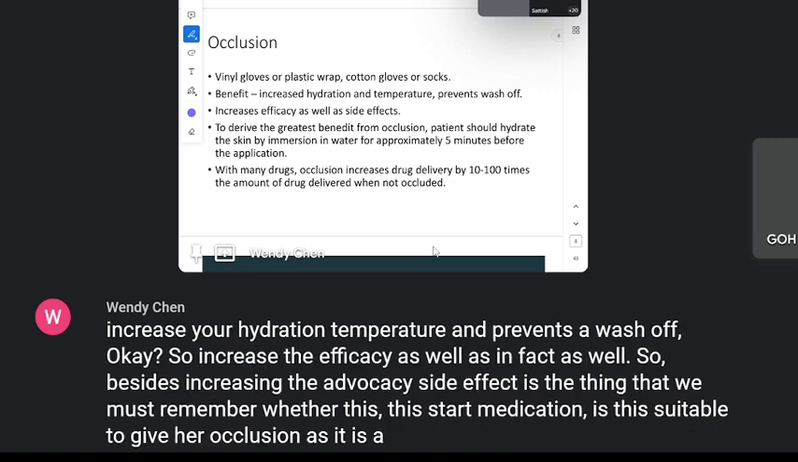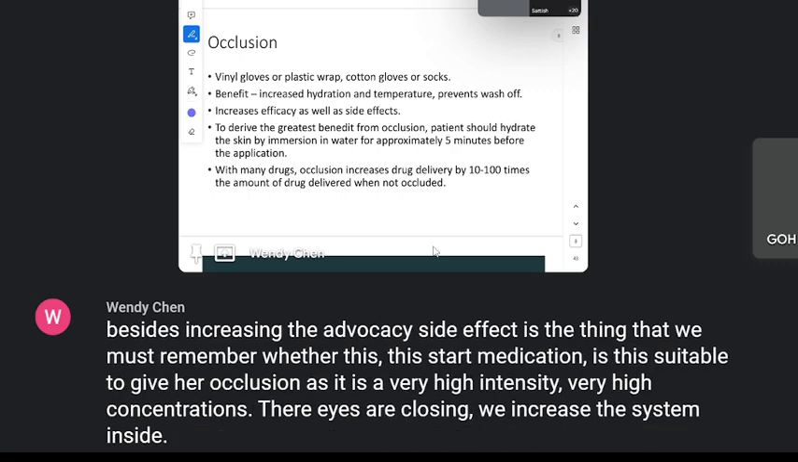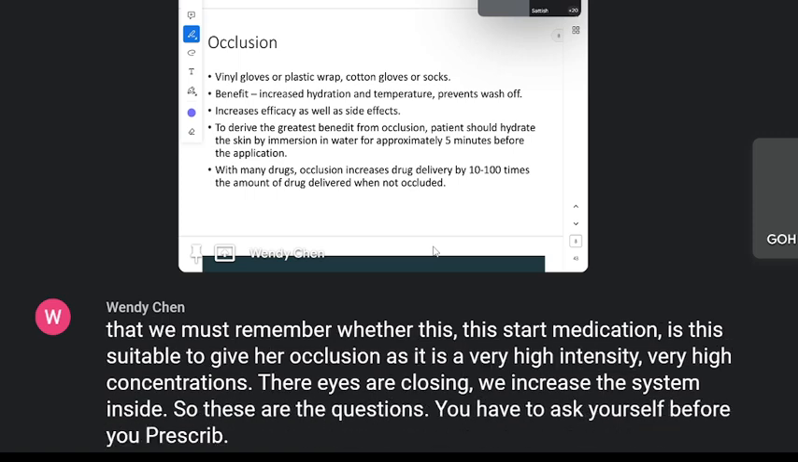Let's say this is a very high intensity, very high concentration steroid. Should we really use occlusion? Will it increase the systemic side effects? So these are the questions you have to ask yourself before you prescribe an occlusion to the patient.